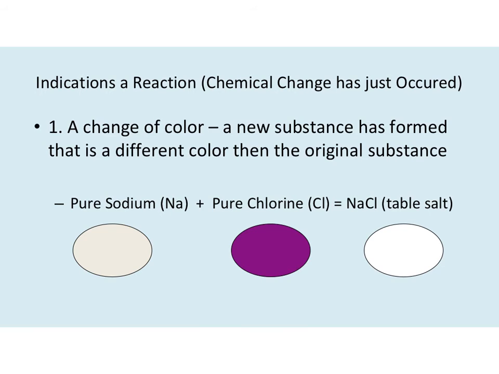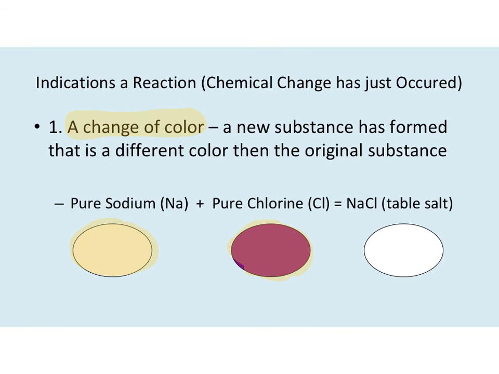So the first indication that a reaction actually has occurred, so the change that you saw was a chemical change, is that you get a change in color. Right? You get a new color that you didn't have before. So for instance, say I do the reaction between sodium, which is a metal. So I've got this piece of metal, which you know what metal looks like, shiny, reflective. And then I take chlorine gas. Now chlorine gas is not really purple, but in this case it is.